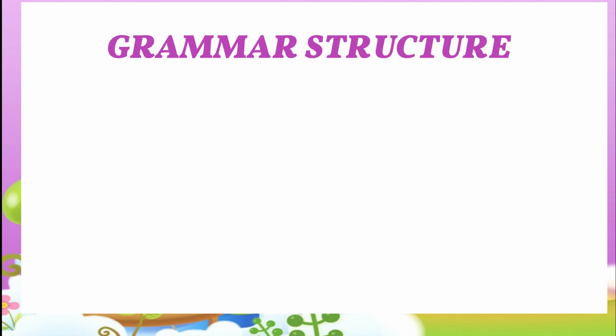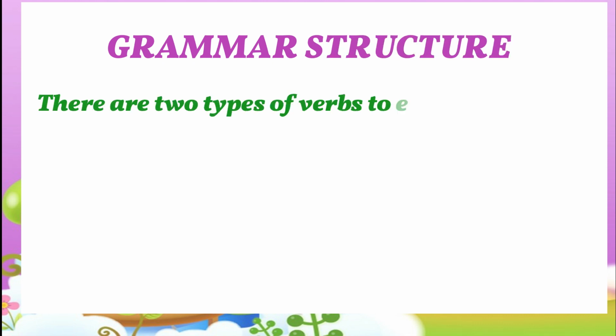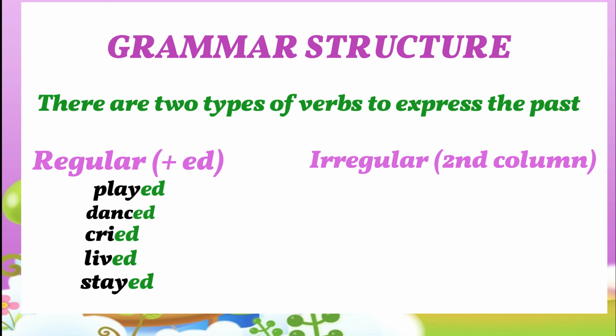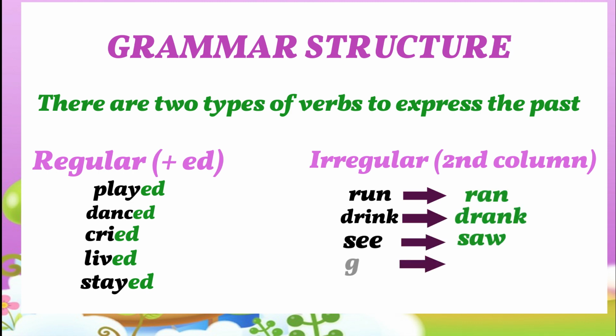Form. The structure of the simple past. We distinguish between two types of verbs, regular and irregular. Now, regular verbs simply take ed, with some slight rules, which we shall see later on in this lesson. However, irregular verbs have got no rule. It's just a list that we need to memorize, to learn by heart. Like in this list here, we have 5 verbs: run, ran, drink, drank, see, saw, go, went, and ring, rang.